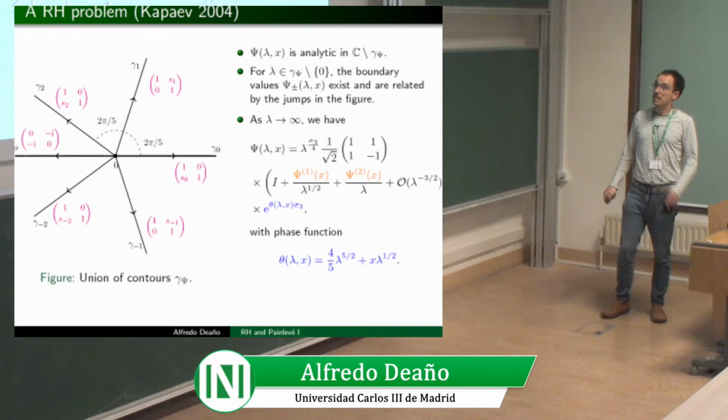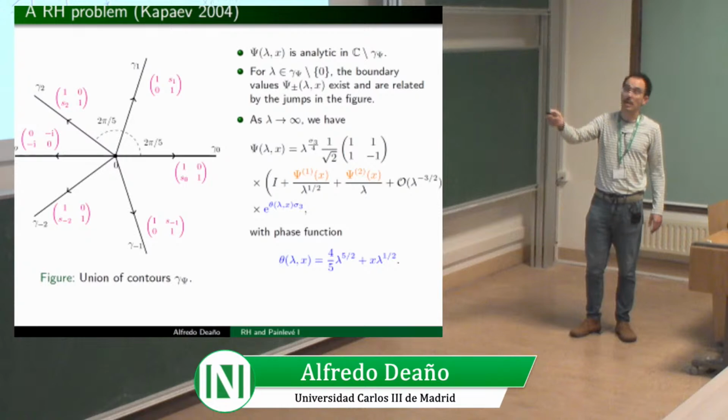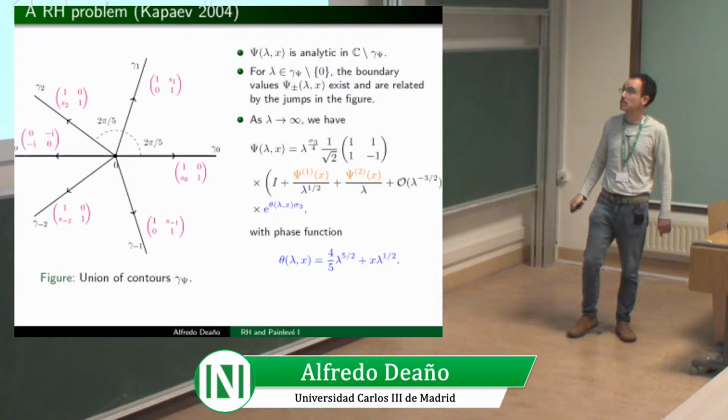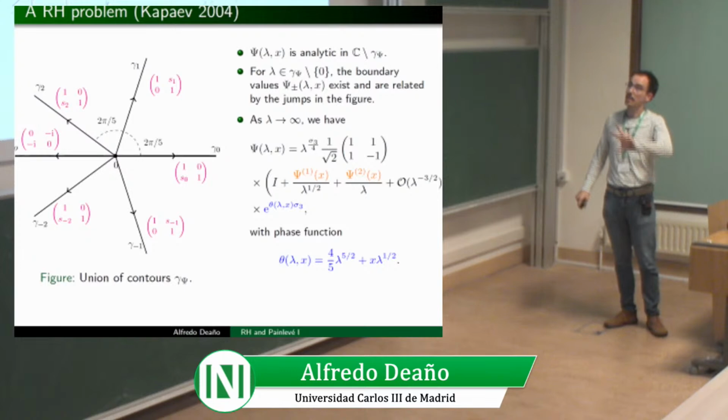Six rays except for the origin, they are boundary values. As you approach any of the rays from the left, from the right, it's positive, negative. So these two values are related by these jumps, S1, S2, S0, S-1, S-2. And these S1, S2, et cetera, are the Stokes multipliers. They tell you how to go from a solution in a certain sector to one in the neighboring sector.